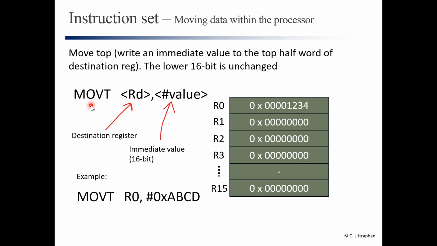And this is MOVT, to move a halfword immediate value into the top halfword of a register. For example, if we initially have this value in R0, after we execute the instruction, register R0 will get the immediate value ABCD at the top halfword of the register, just like this.